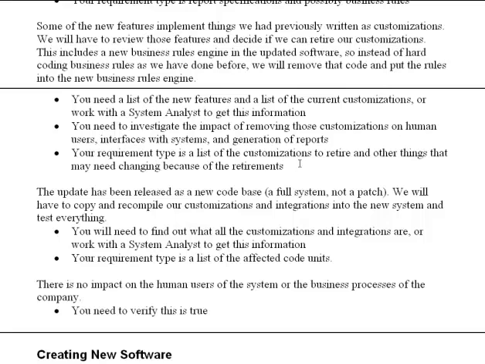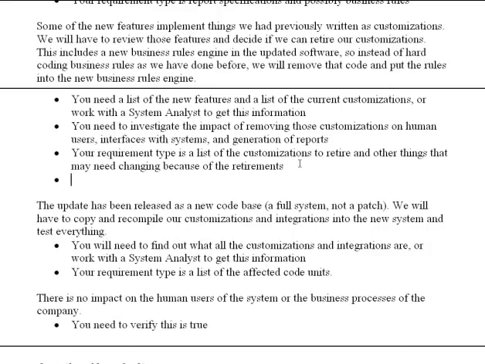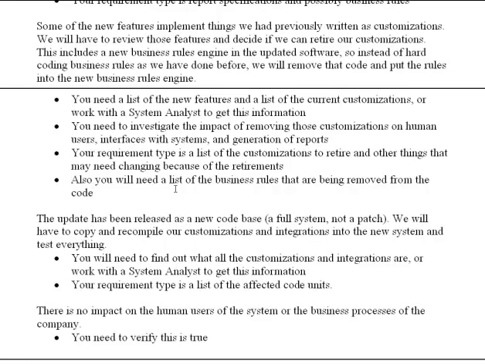And you know what I didn't put in here is also that you will need a list of the business rules, because we're going to put them in the business rules engine, so we need to know what they are. So we're going to need that list of business rules. We need a list of the business rules that are being removed from the code. Okay, so that will be another thing that you will need.